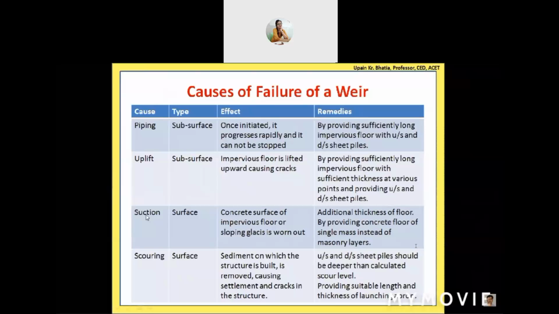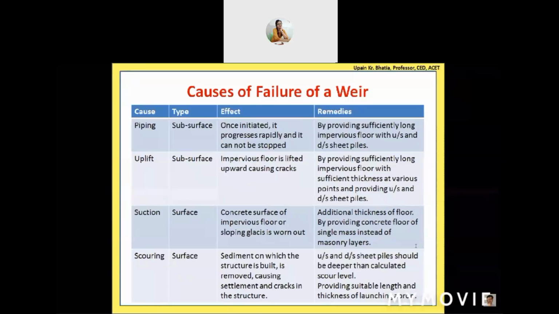In suction, what happens is, imagine the water flowing from the spillway of a dam, from the top of the dam. The water is sliding down. As it slides down, its velocity keeps increasing. All of us know that the more the velocity, the lesser the pressure. So the pressure inside that water will keep on reducing as its velocity keeps on increasing.